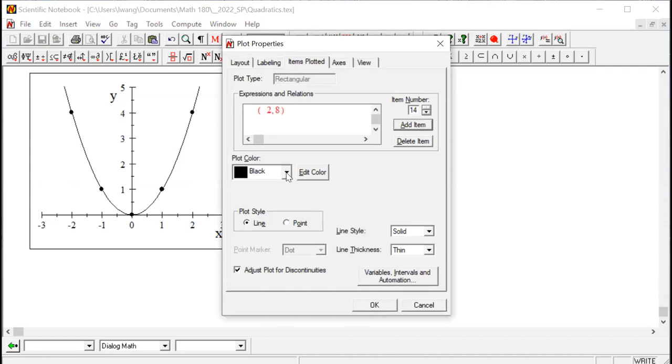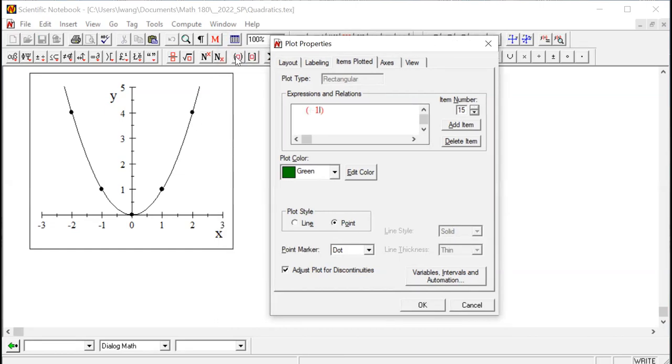And what color do we want? Maybe green, why not, right? Point. And for -1, the output is 1, and then doubled is 2, right? And another point, which is 0, 0, 0, 0 overlapped, right? And for 1, this is 2. Okay? And that's 2, 8, 2, 8.